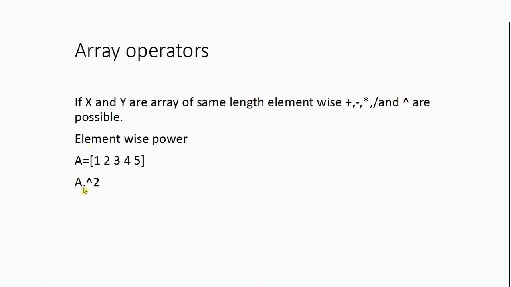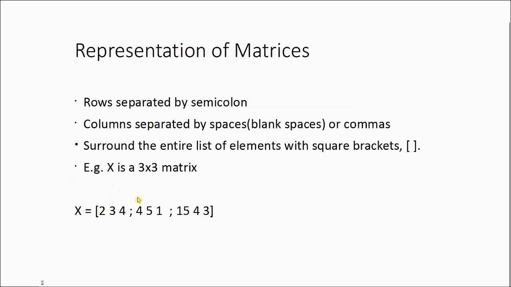Here A dot power represents element-wise power. If you want to multiply two arrays of equal size, A dot asterisk, that is element-wise multiplication. You can also perform element-wise division. So please remember, in order to perform multiplication, division and power, you have to use this notation: element-wise multiplication, division and power.